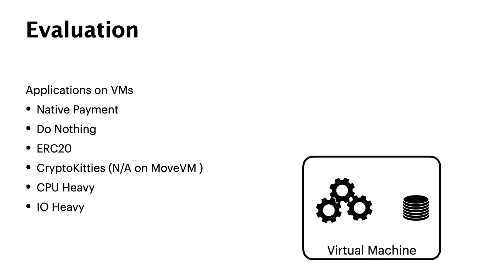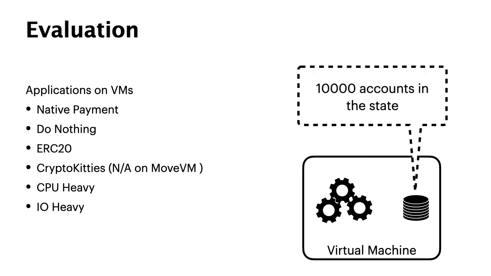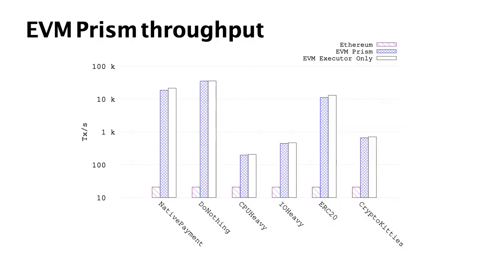We also found that the size of the state, that is the number of accounts in the state, also influences the performance. So we use 10,000 accounts in the state. The accounts are created at the beginning of the experiment, and every account is offered with enough tokens. So let's look at the throughput of EVM Prism.